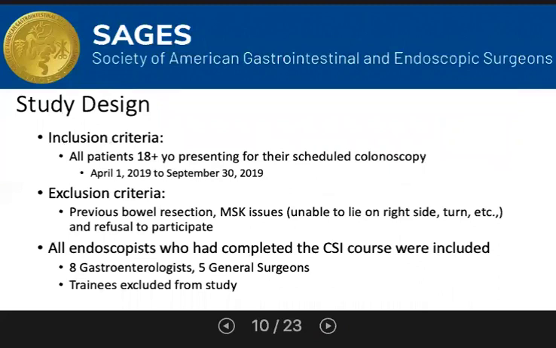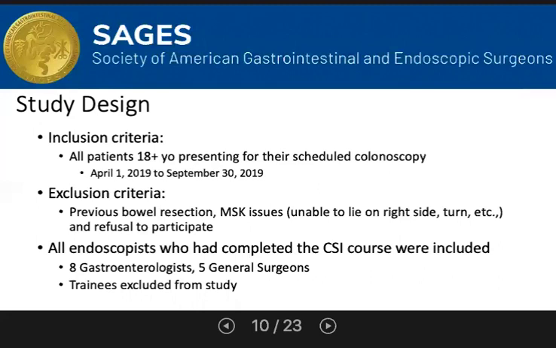Our inclusion criteria were all patients presenting for their scheduled colonoscopy at two university-affiliated endoscopy suites in St. John's, Newfoundland. And our exclusion criteria were people who had undergone a previous bowel resection, those that had an MSK problem that stopped them from lying on one side or turning during the colonoscopy, and patients who refused to participate. A total of 172 patients were needed to power the study.